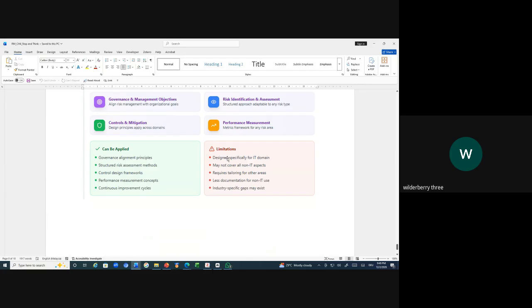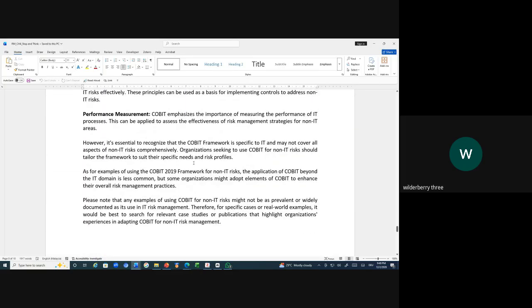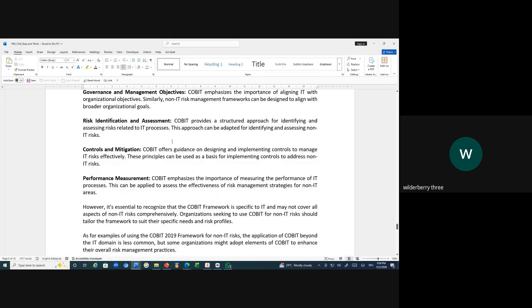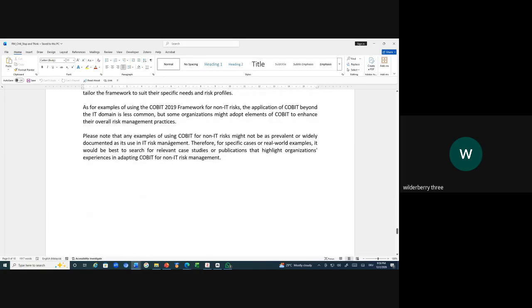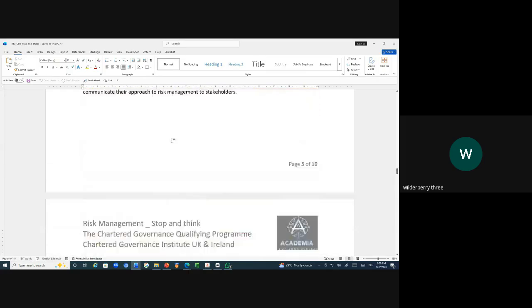And what are limitations? If a framework is specifically designed for an IT domain, then you cannot generalize it. And of course, in some areas you need to tailor it, and it might not even cover all the non-IT risks. There might be industry-specific gaps as well. Just so that you have an idea and also some keywords. You have also some text, one or two sentences to each keyword. So far, that would be stop and think.